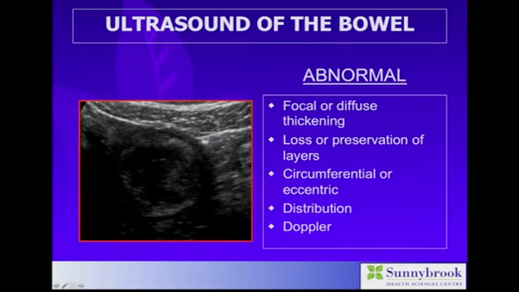In the abnormal situation on ultrasound, the bowel is focally or diffusely thickened. In the abnormal situation, the layers can be preserved or completely lost, and we will be discussing that more later. The thickening can be circumferential or eccentric. We need to evaluate the distribution of the abnormality. Is this segmental over a short or long segment? Is it multifocal? And also Doppler can be useful.